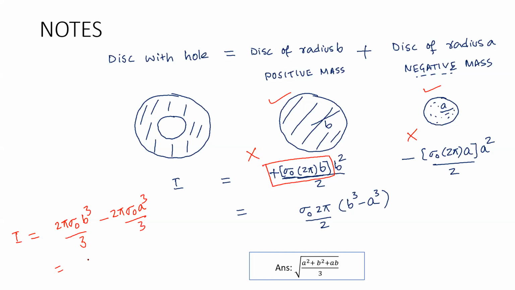So if you look at this, it is 2 pi sigma naught by 3 into B cube minus A cube. And then mass is 2 pi sigma naught into B minus A. So you will get the radius of gyration as this, into K square, right? So that is the problem. I could have done this directly provided mass distribution was uniform. Everywhere, if the density is the same, then that is okay.